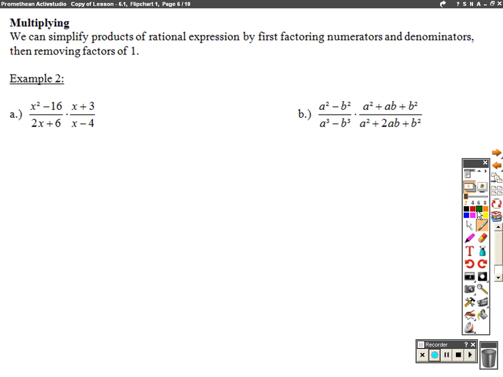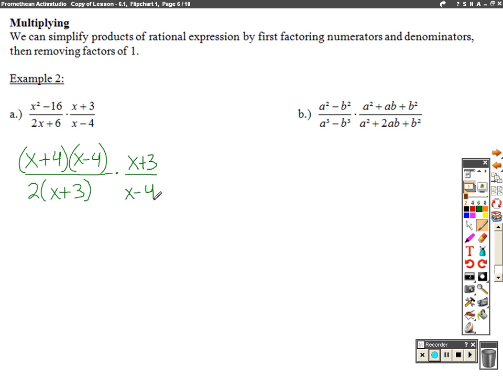We have 4 factoring problems oftentimes for these. I need to factor both sets of numerators and both sets of denominators. So my first numerator is x plus 4 times x minus 4. My first denominator has a GCF of 2, and I'm left with x plus 3. My next numerator, x plus 3, stays, and my denominator stays as well, x minus 4.